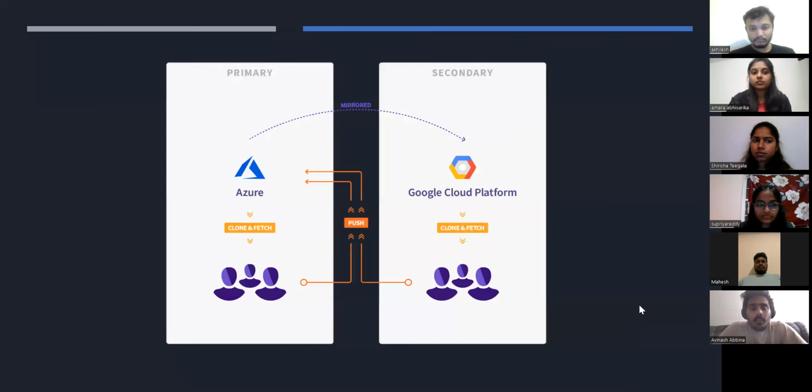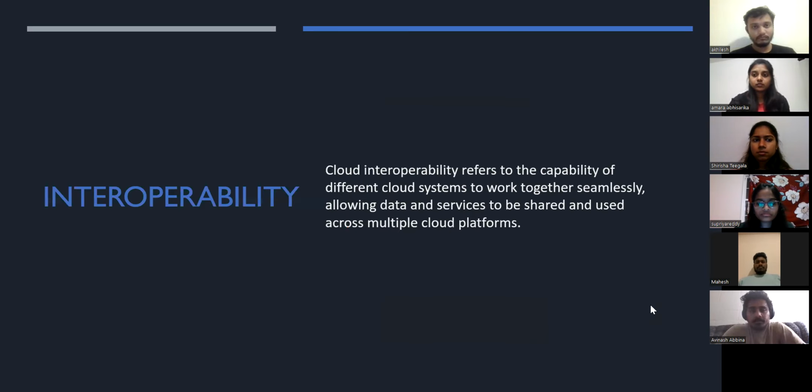Next slide, please. The following picture depicts how portability works. There are two cloud interfaces here, the primary interface being the Azure cloud and the secondary interface being the Google Cloud. The data can be mirrored from Azure to Google Cloud Platform, and the users of both clouds can clone and fetch the data. Once the task for the data is completed, they can push the data back in, and the data will be stored in the primary cloud platform. So that's how portability works. My teammate Sirisha will explain the rest of the three categories.